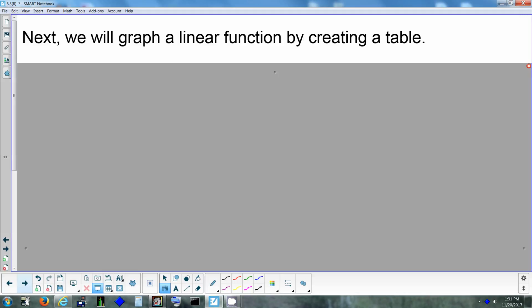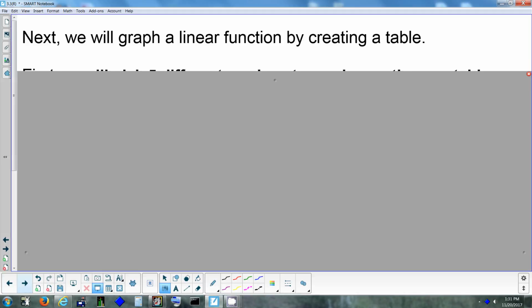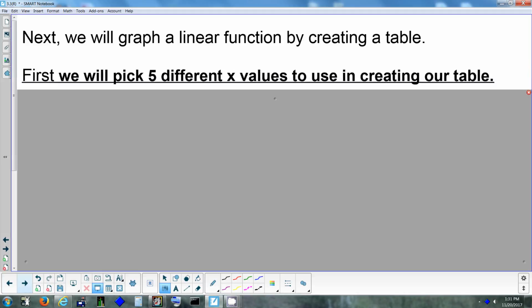So we're going to graph a function, but we're going to use a table. Alright? Kind of like we did last week when we had the word problems. We made the table, we came up with the x values, we plugged them in, we got y, then we got our coordinate. Alright? We're doing something similar to that with this. So we're going to pick 5 different x values to use in creating our table.